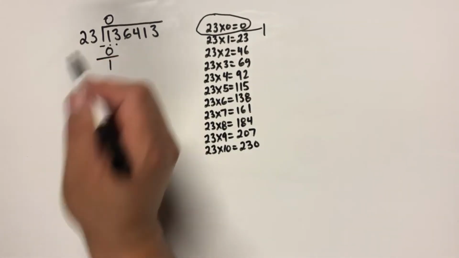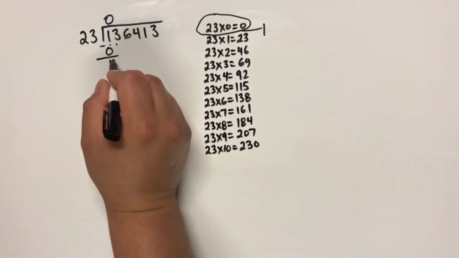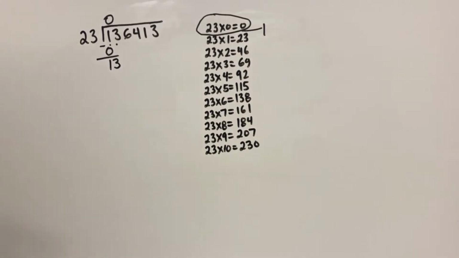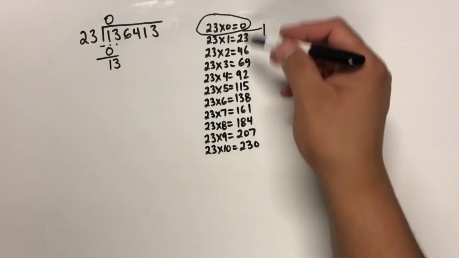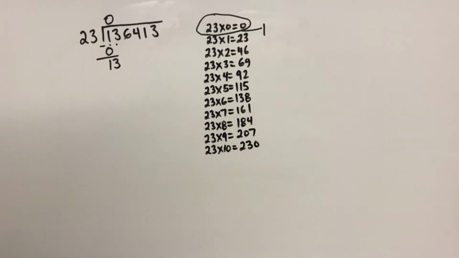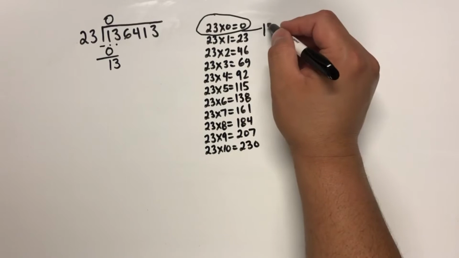And the next thing I'm going to do is look at the next number inside the division house, which is the number 3. And I'm going to bring it down right here. So I now have the number 13. And I'm going to squeeze the number 13 in between two numbers in the multiplication table. But I can see that the number 13 is once again in between the 0 and the 23. So the number 13 is right there.